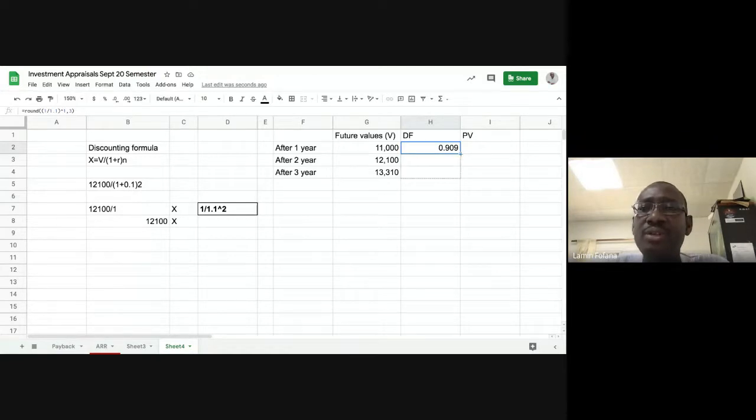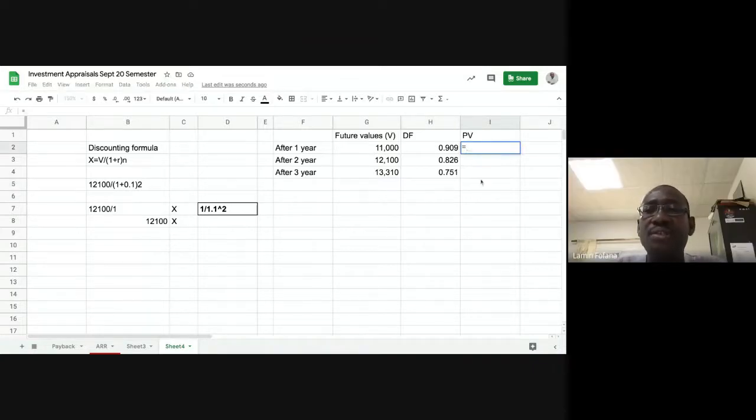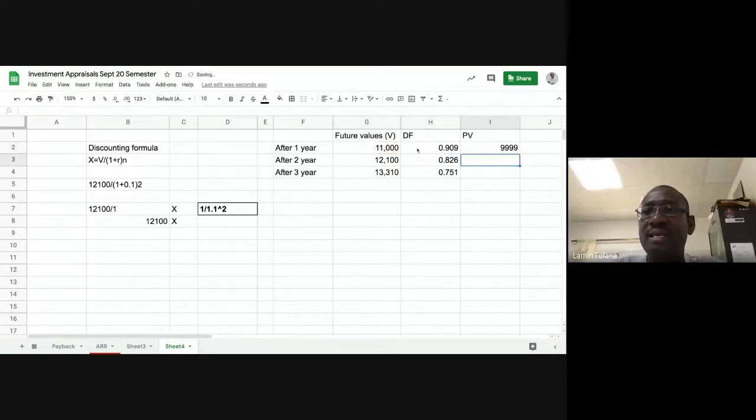And then you copy. Once you copy, you need to change the second one. Instead of raised to power 1, you're going to say raised to power 2. You enter. Then that will give you 0.826. The third one, since it's 3 years, instead of raised to power 1, because we've copied the formula, you change the 1 to 3 years, so you have 0.751. Is this clear? Yes. Okay. So now, if we want to find the present value, it's going to be this multiplied by that. We enter. We replicate.